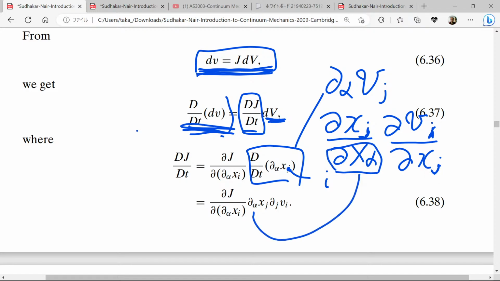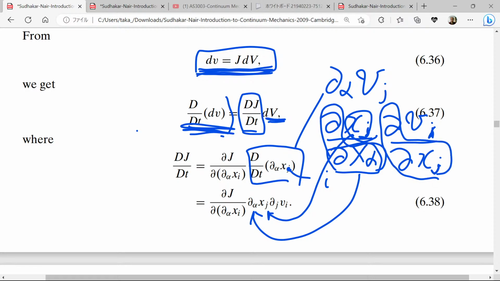This thing is the first one. Xj is the second one. Actually, this thing is the first one. Then we have the xj derivative. That's this one. Then we have vi. Vi is the last one.